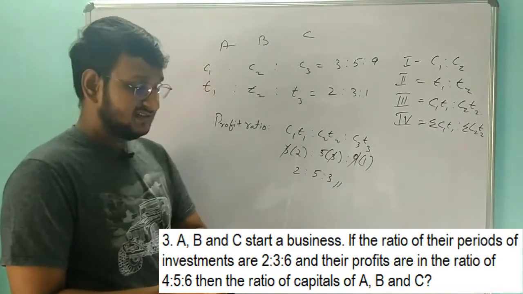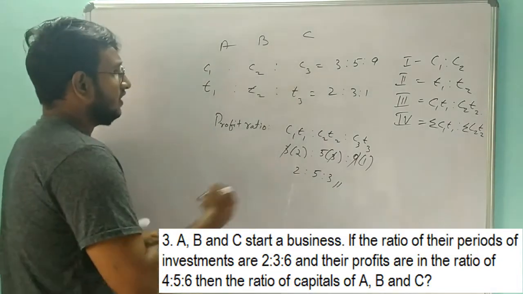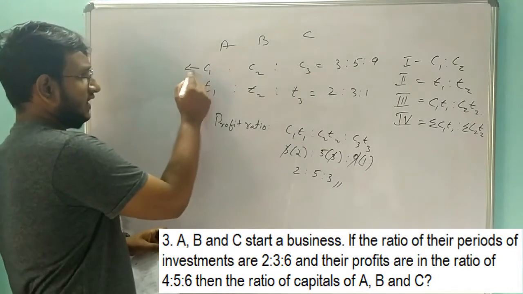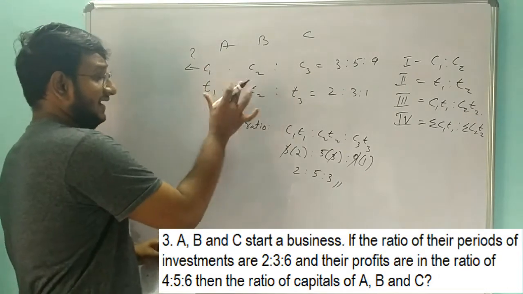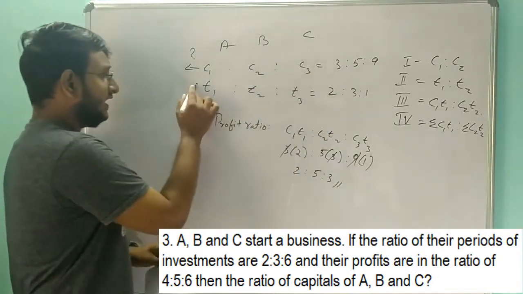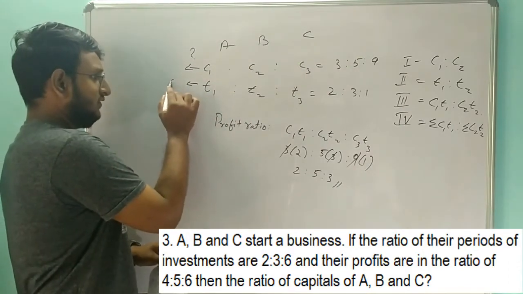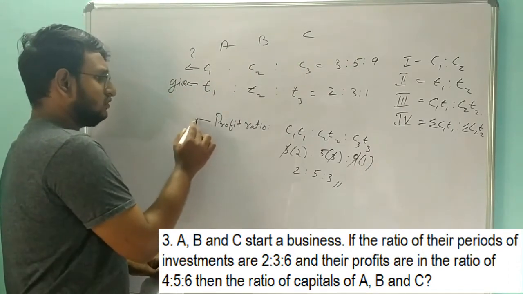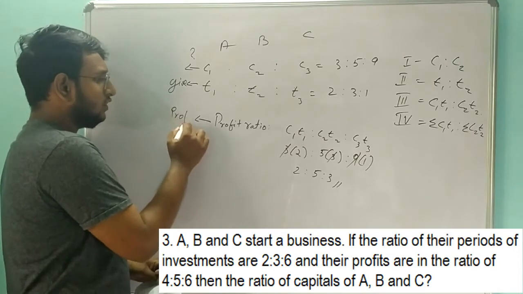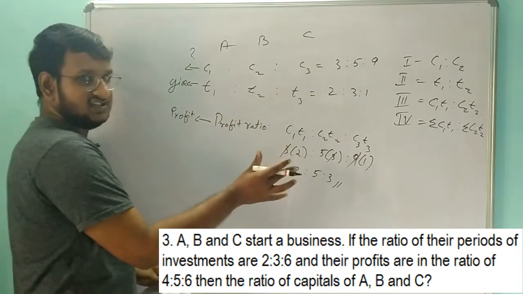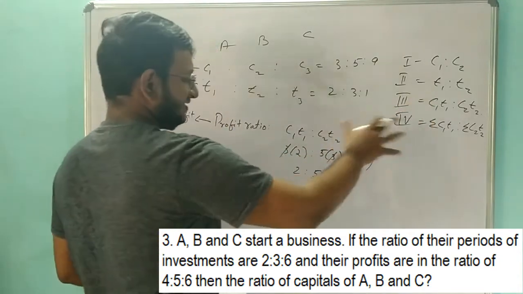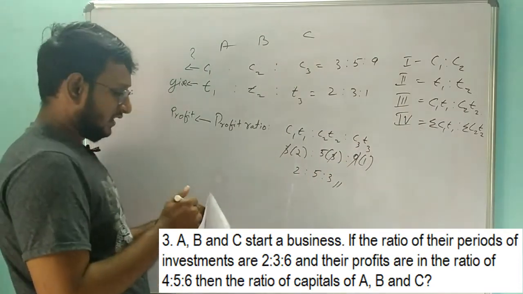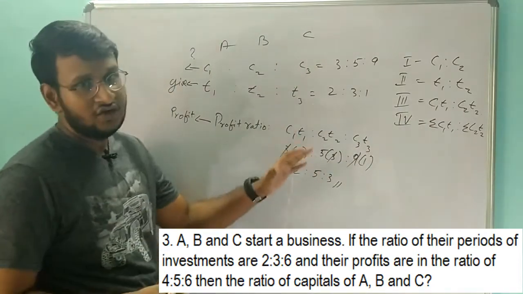Now they are asking us to find the capital ratio. They haven't given the capital. They have given the time ratio, and they have also given the profit ratio. Similar to the previous problem, we just have to interchange it. Using this formula, we just want to interchange it, so applying the values they have given, you need to calculate it.